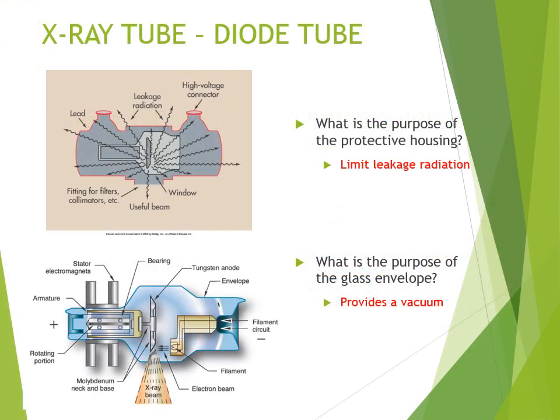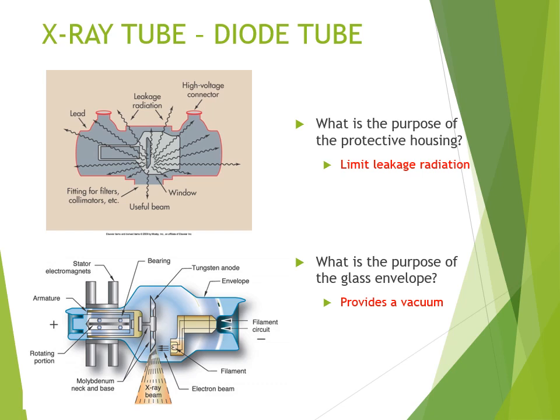So let's begin with the X-ray tube being called a diode tube. Diode: Di stands for two, and ode stands for electrodes. There are two electrodes, and that's the cathode and the anode. So we have a diode tube in diagnostic radiology.